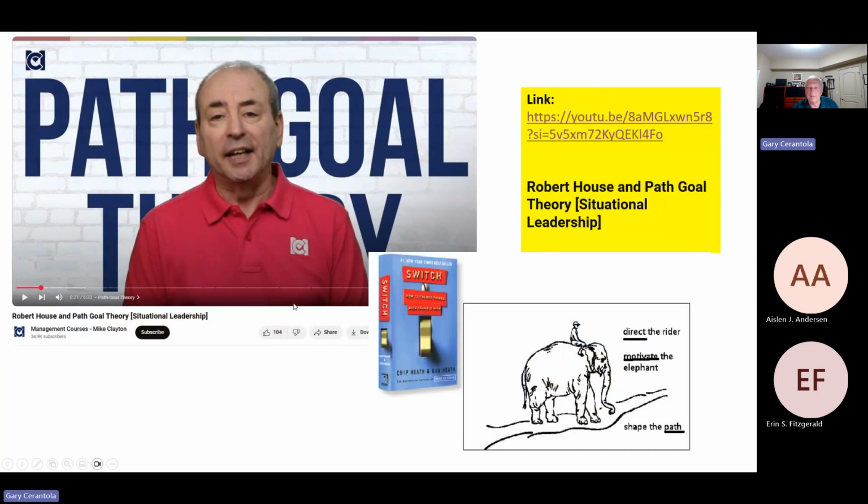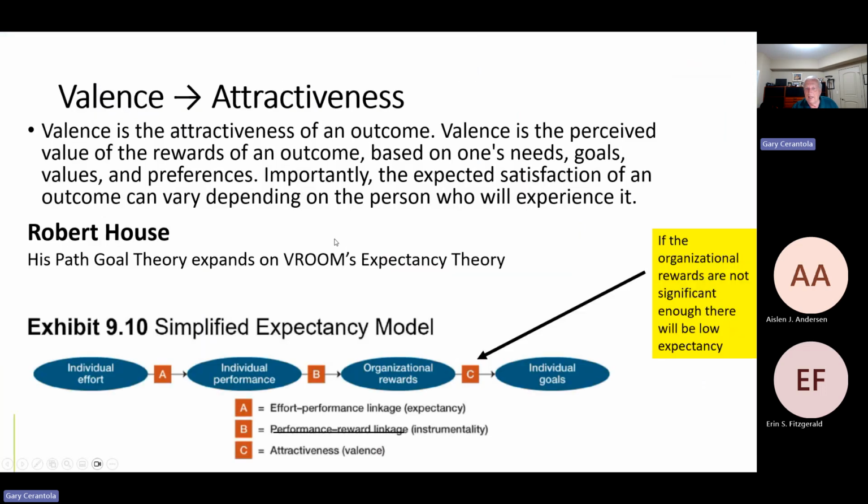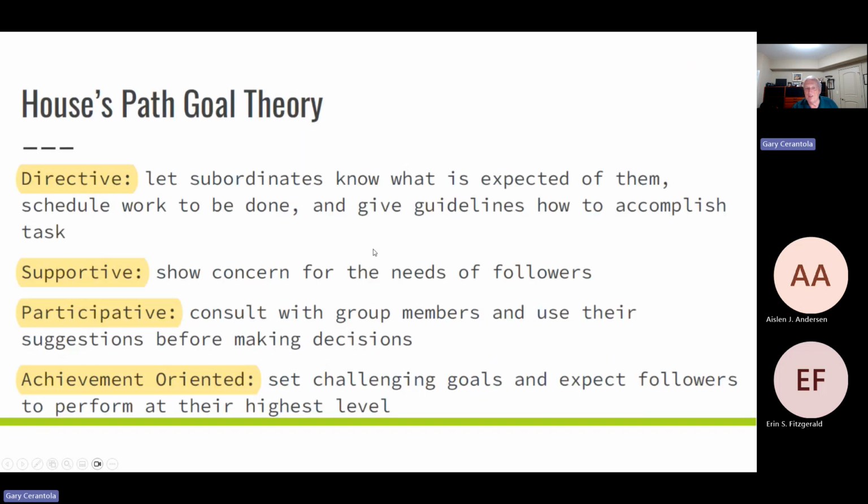Okay, so that's all I'm going to leave you with on this one. And here's Vroom's expectancy model. So you can see that more effort will give better results, and then rewards for individual performance will get better results, and all this is worked into that piece.